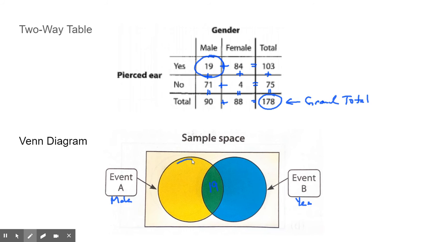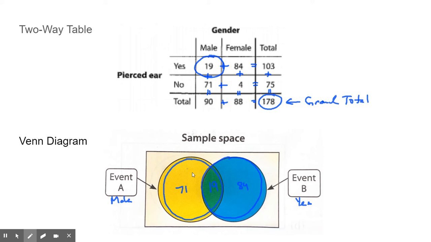Now, this yellow circle represents all of the males. Well, if 19 of them have pierced ears, then how many males don't have pierced ears? 71. The 71 would go there. This circle here represents all of those with pierced ears. Well, if there's 19 males with pierced ears, how many females have pierced ears? That'd be the 84.